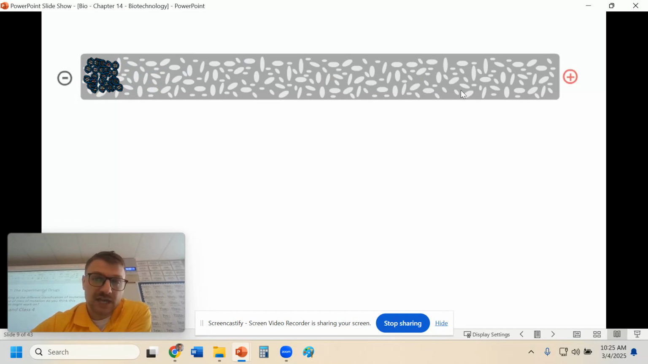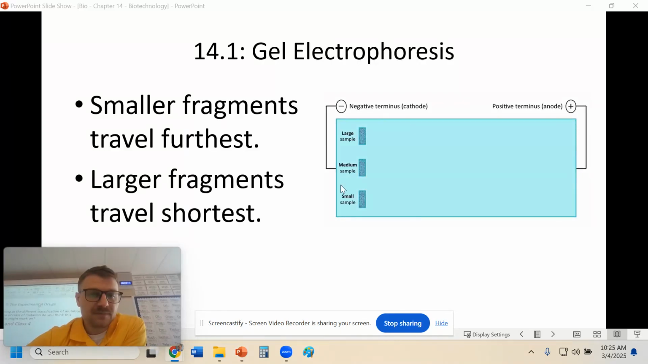This is what is actually happening in that gel plate: the small fragments can travel further than the larger ones. So again, smaller fragments travel the furthest, larger fragments don't travel very far. This is what it looks like. This is what those bands are representing. They're just representing different fragments of DNA.